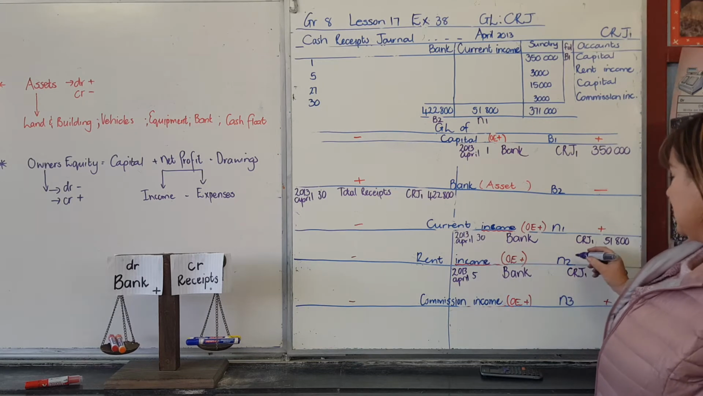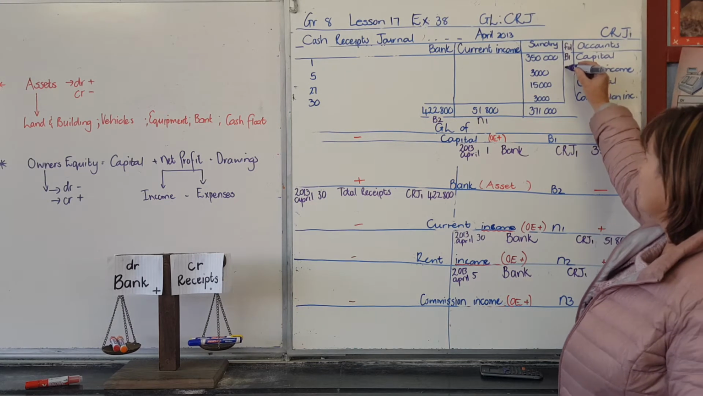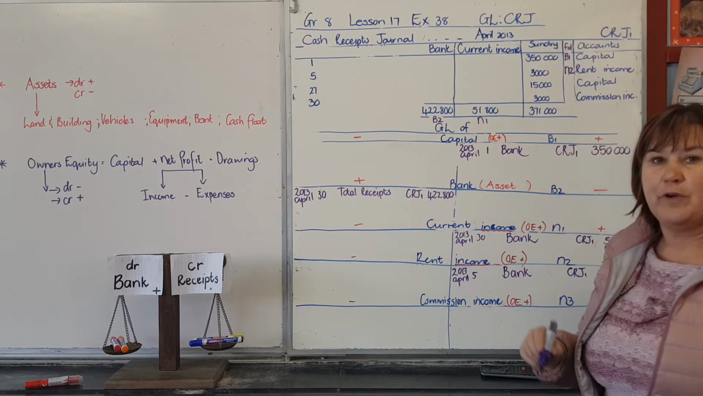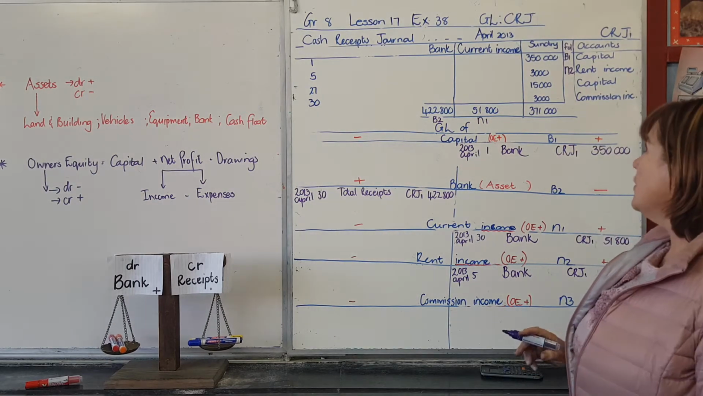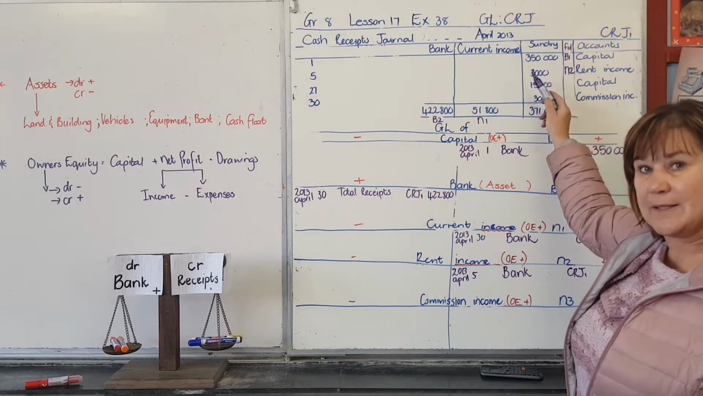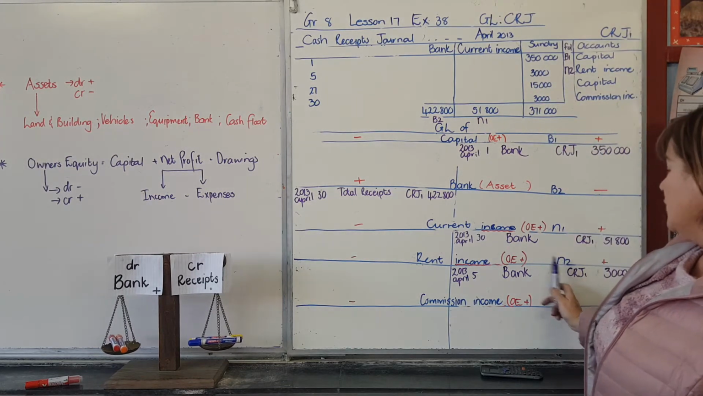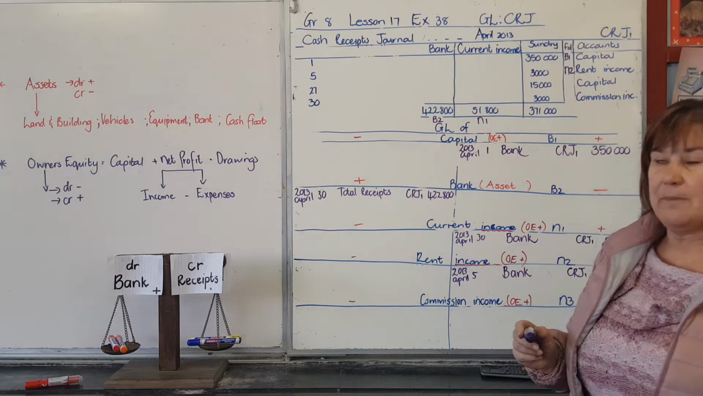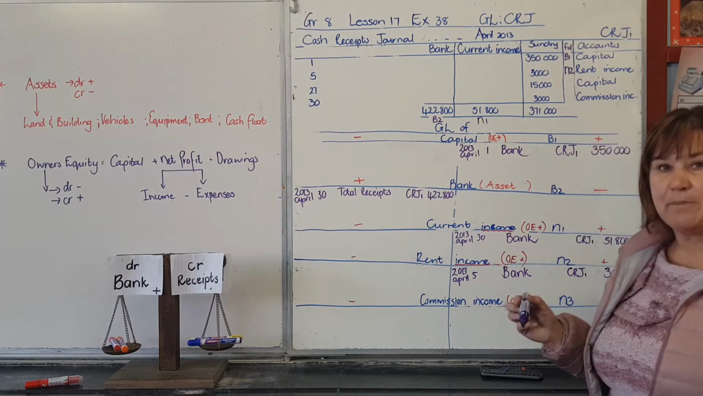Can you see your rent income is N2? So in your folio column, you'll write N2. So that means that 3,000 Rand was posted to the account N2, and the account N2 was rent income. Then the next one is capital again.